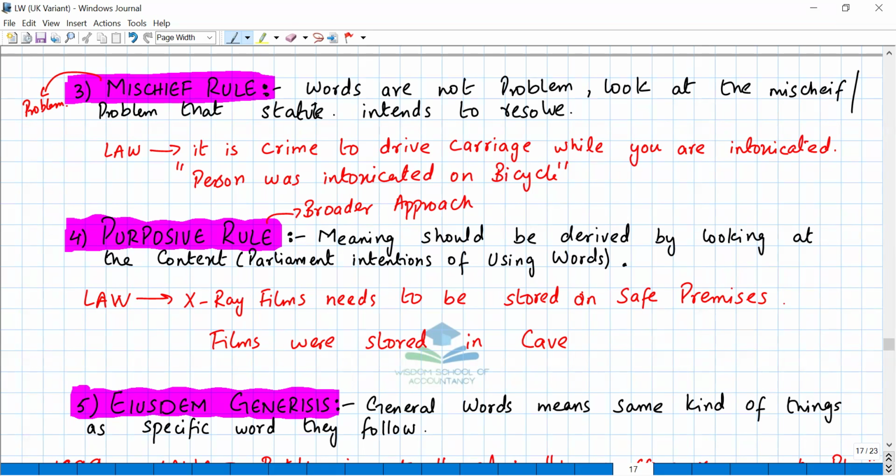No, it does not come, right? A bicycle is not a carriage. Carriages are basically vehicles in which you can load luggage. But here we are not considering the words, we are considering the mischief.